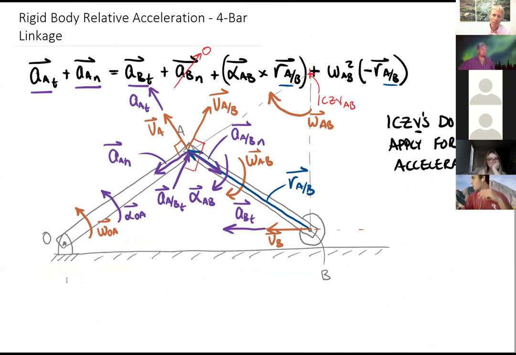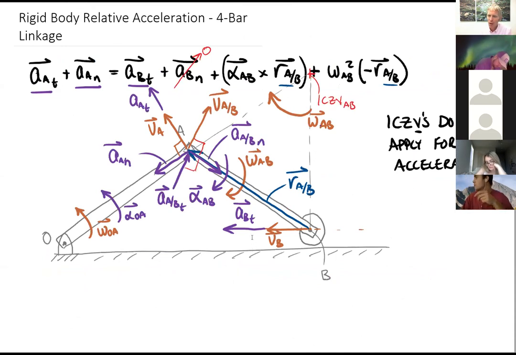Now there are times in the mapping it makes sense, and probably could have done it on this one, to separate one drawing for your relative velocity stuff and one drawing for your relative acceleration. In this case, I combined them both. All the purple terms are accelerations. All the brown terms are my omegas.